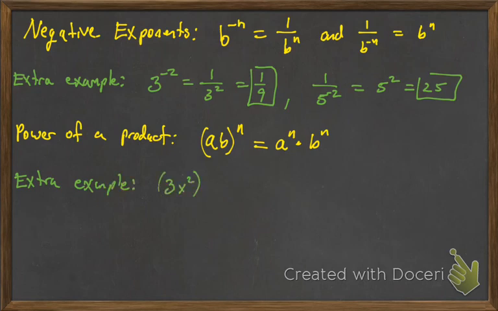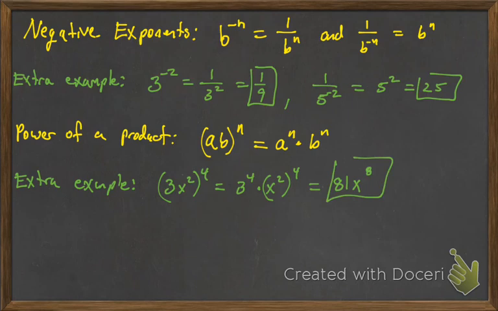So 3x squared raised to the 4th power, that's going to be 3 to the 4th power times x squared to the 4th power. 3 to the 4th means 3 times 3 times 3 times 3, and that's 81. And then x squared raised to the 4th power, you're going to multiply the exponents, so that'll be x to the 8th power there. Okay?